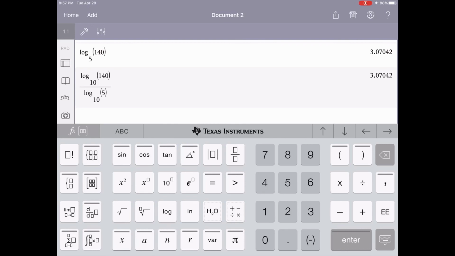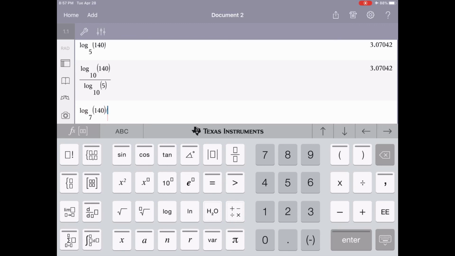Now let's show that I could put any base in there and it won't make any difference. So let's do the log, and I think I used 7 on the other one. Let's do log base 7 of 140, and we'll divide that by the log base 7 of 5, and it will give us exactly the same thing. There it is. And the last thing I want to show you is that it also works with natural logs. So if I separate this to be the natural log of 140, and I divide that by the natural log of 5, it will be exactly the same thing. There it is, very cool.